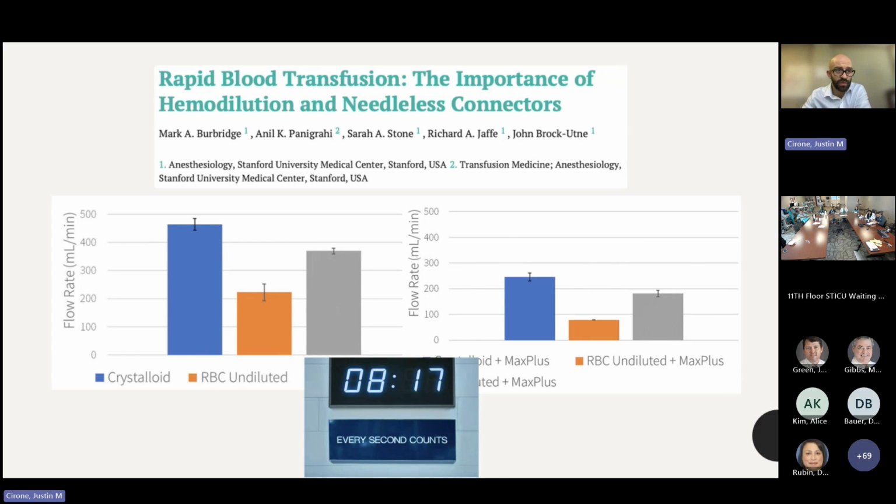Again, every second counts when you're trying to infuse here. And if your infusion rate is half as quick, that could mean the difference between life and death, or it could mean the difference between the patient arriving with a pulse to the trauma center or arriving without a pulse.